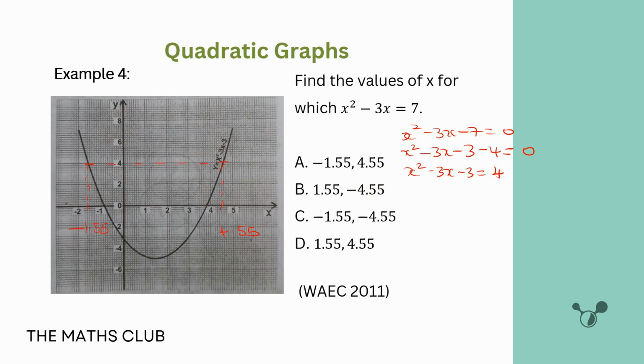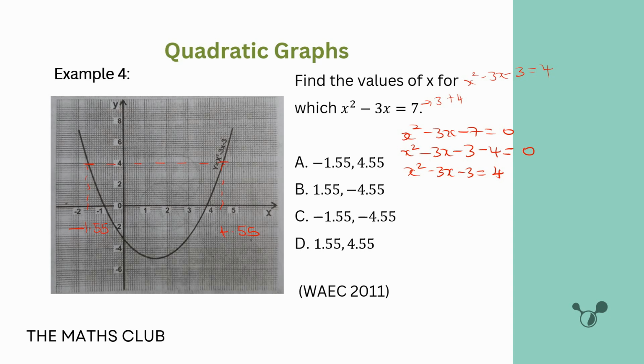Simple and short. Once you know what you're doing, it is very easy. I could have said, instead of saying it's equal to 7, it's equal to 3 plus 4, and carry over this 3 to the other side. That will be x squared minus 3x minus 3 is equal to 4. And I would have had this instead of going through all these long routes. But that's how you actually solve this particular question.